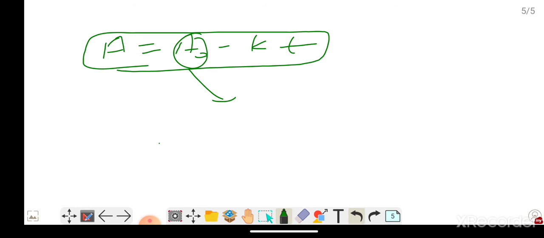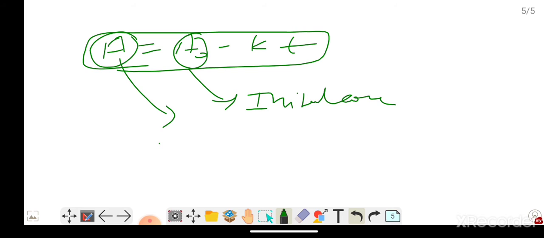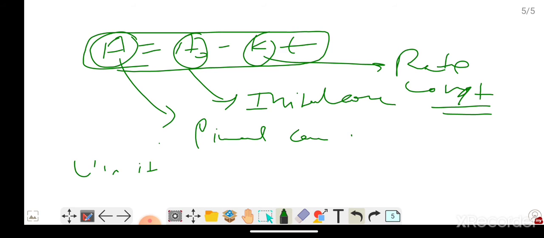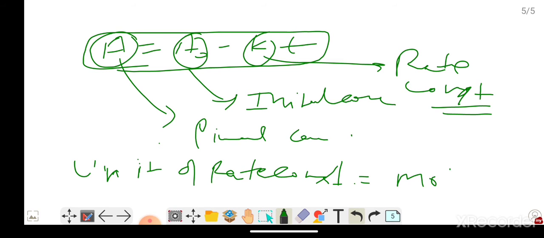Now here A0 is the initial concentration of reactant, A is the final concentration of reactant, and K is the rate constant. As we know, the unit of rate constant is equal to mole per liter.